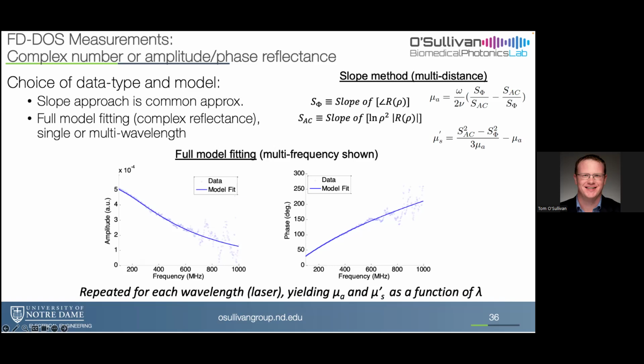You don't have to do that. In fact, the ISS system that you buy doesn't do that. It does what's called the slope approach, which is you have multiple source detector separations, maybe 3 or 4. Instead of using multiple frequencies, you use a single frequency typically, although you can choose what that frequency is. And you look at the slope of the phase, and then you linearize the amplitude. So you take the log of it, scale it by the source detector separation, and you linearize the amplitude as well, and you look at the slope of those two curves. And when you do that, you actually get a really nice equation that you can plug this into and get a decent estimate of absorption and scattering.